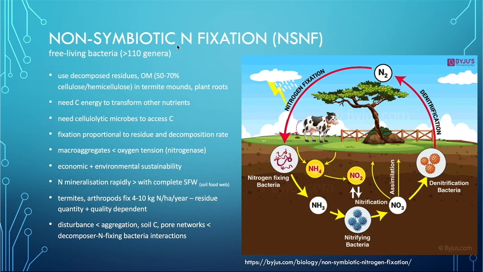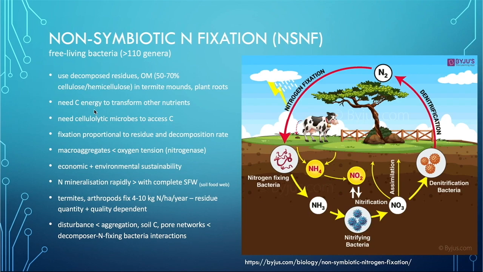So non-symbiotic nitrogen fixation is one great example of what conservation agriculture can provide. It's the free-living bacteria that don't rely on having a nodule on the plant. So it's not in just leguminous plants. It happens around any plant really, as long as the organisms are fed and present. They use decomposed residues, organic matter that is 50 to 70% cellulose or hemicellulose. And this predominantly happens in termite mounds and around plant roots.